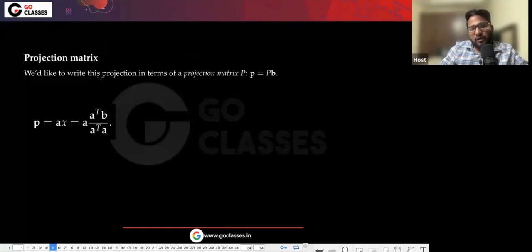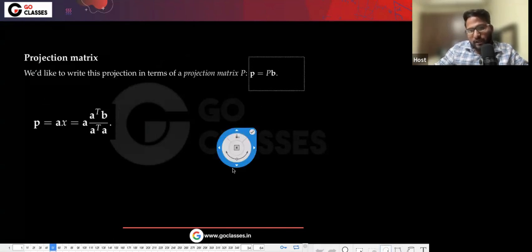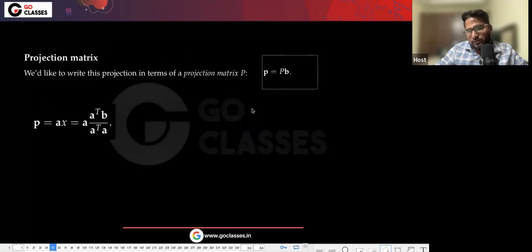So we would like to write this as a projection in terms of the projection matrix, capital P. Which means what we actually want is a matrix, capital P, and then we will multiply this matrix with some vector, let's suppose b, and directly get the projection. This is our aim. So if we want to project b onto the one dimensional subspace, then the projection matrix will look something like this.